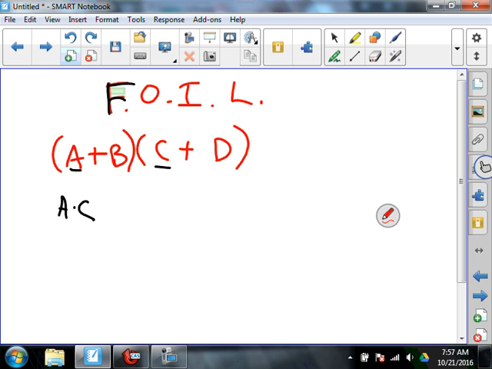Then the O says, let's take our outer terms, our terms on the outside. So what are those? The A and the D, and we're going to multiply those also. So we take A and D and multiply those.